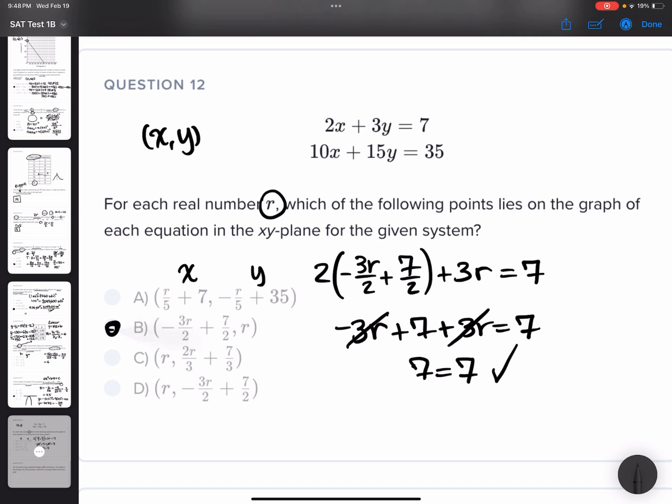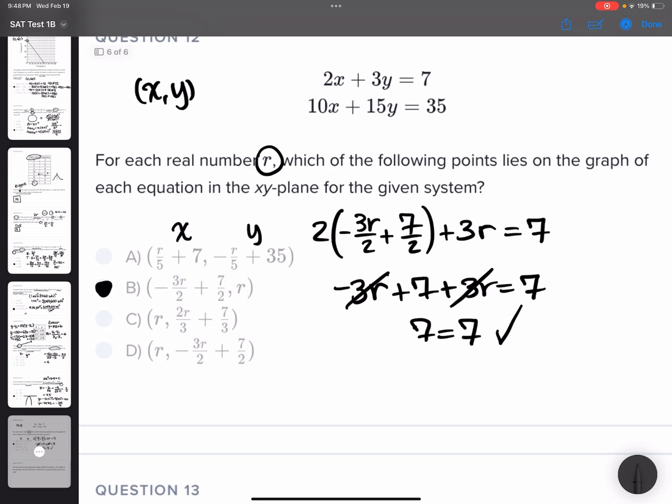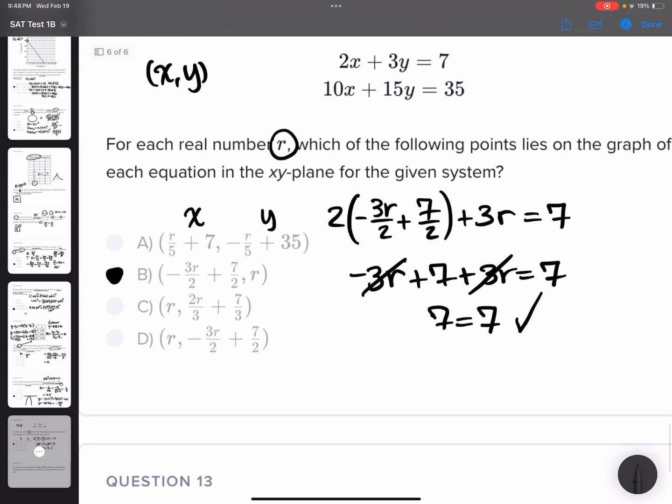Mathematically correct. Now, I wrote out a lot of steps, and I took quite a bit longer because, you know, it's 9 p.m. and I'm a little bit tired. But had it been the morning of the SAT, I would have been feeling pretty good about this one because all it is is substituting and finding when it is mathematically correct. Now, you can verify this with C, where x is actually r and y equals 2r over 3 plus 7 over 3. You get the point. You will not get a mathematically correct answer. So therefore, that wouldn't be correct.